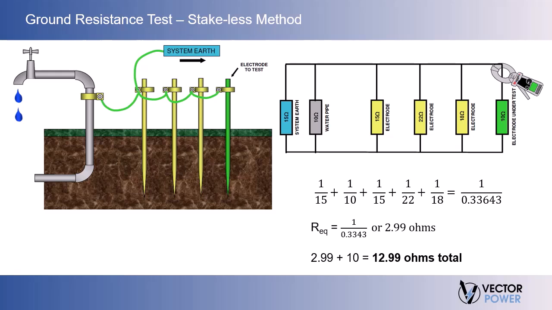If we were to add the parallel resistances together to obtain an equivalent resistance, we would obtain a value of 2.9926 in this example. This equivalent resistance would add to the resistance of the electrode under test, giving us a final reading of 12.99 ohms.